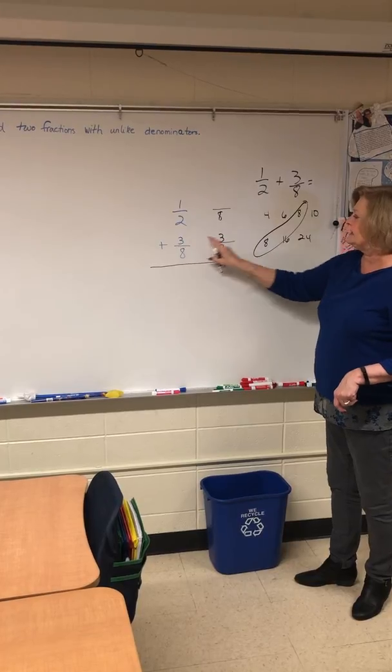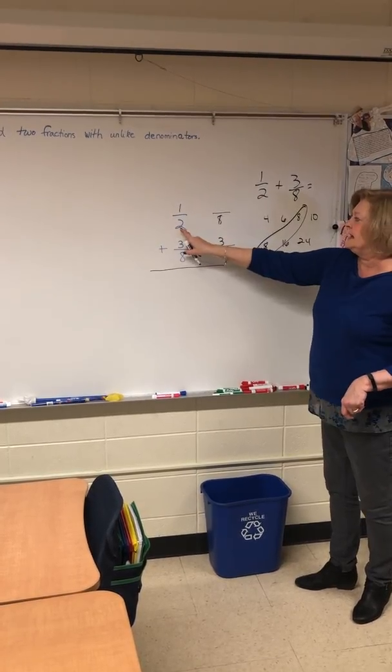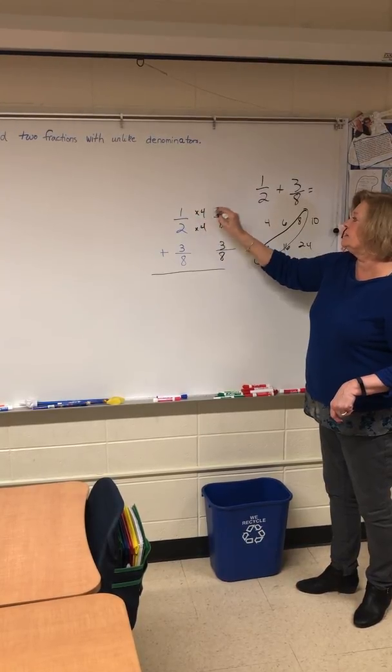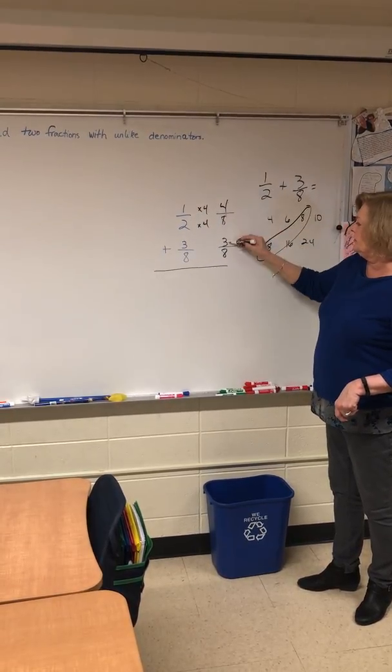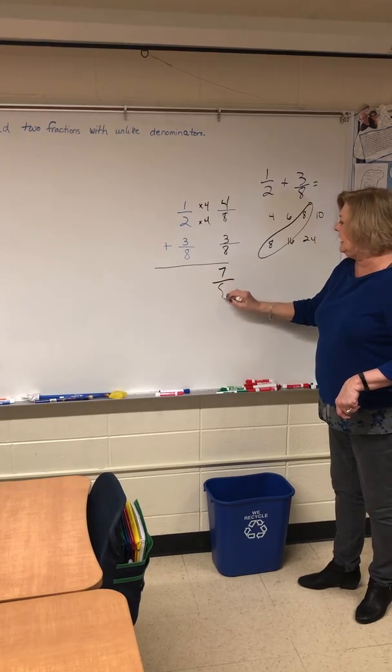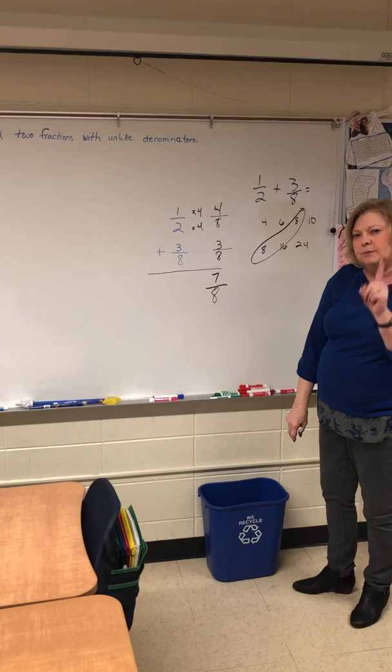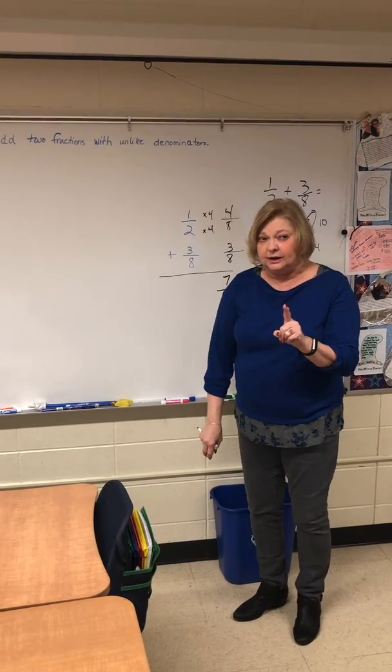You can just pass that right over to here. Then I know 2 times 4 is 8. So 1 times 4 is 4. 4 and 3 is 7. Put it over our 8. Voila!